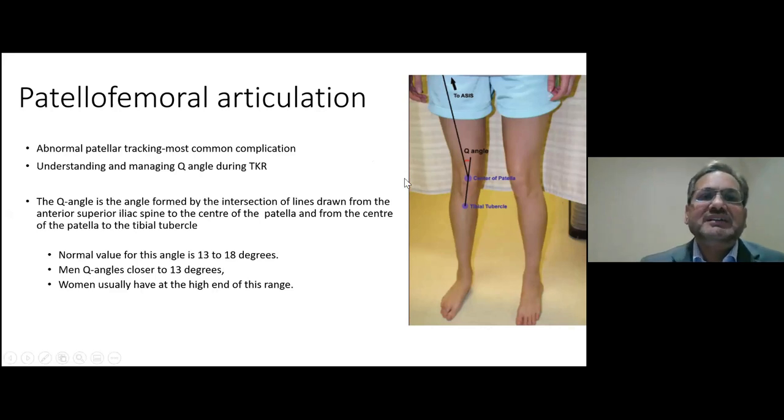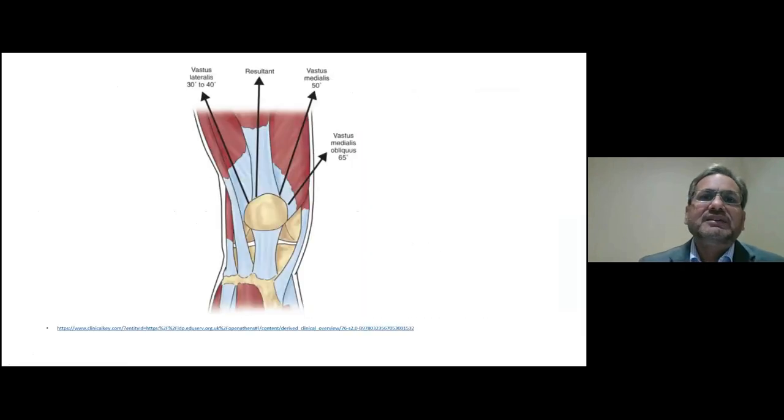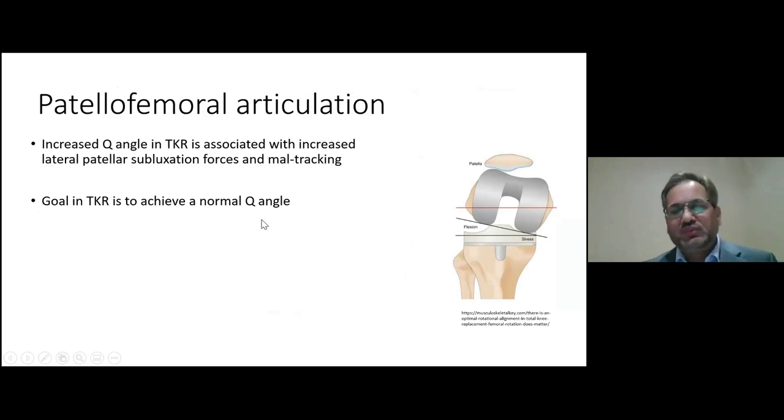So the Q angle is very important to maintain. It's higher in females and less in males: about 13 degrees in males and nearly 18 degrees in females. These are the different muscles acting on the patella: vastus medialis, vastus medialis obliquus, and vastus lateralis. The resultant vector pulls straight upward, which is why the patella is kept in the trochlea. An increased Q angle is associated with lateral subluxation of the patella. So our goal is to achieve a normal Q angle.